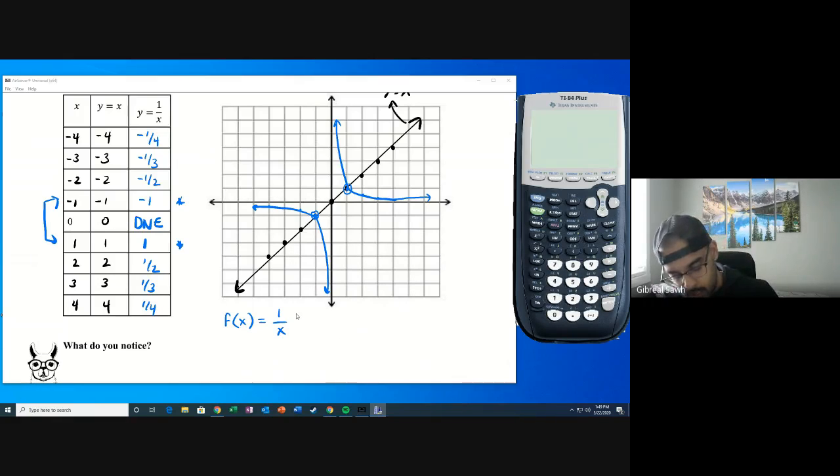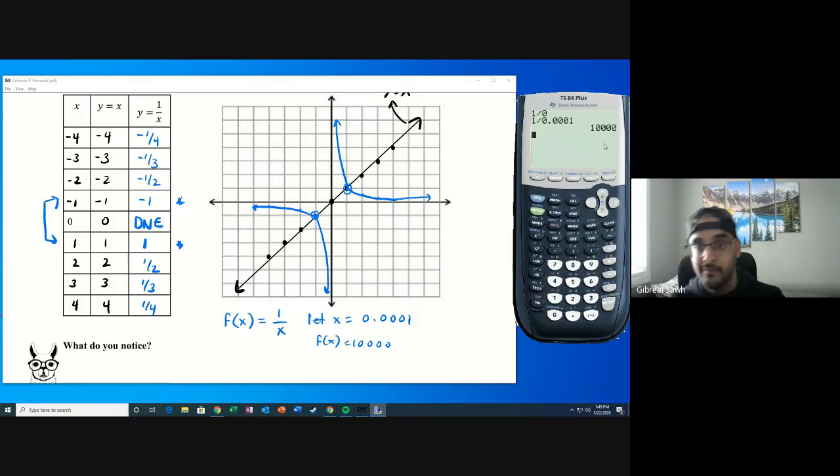So let's say that we let x be equal to 0.0001, so some very small value. Okay, so that means I can take this x value, plug it into this equation, get a y value out of it. So let's try just that. 1 divided by 0.0001, and that will give me an f of x value equal to 10,000. So that is very large.